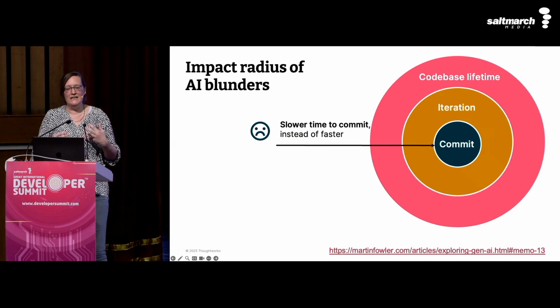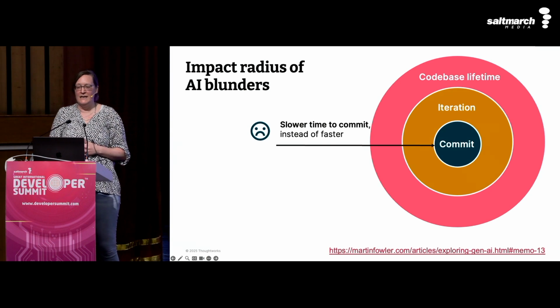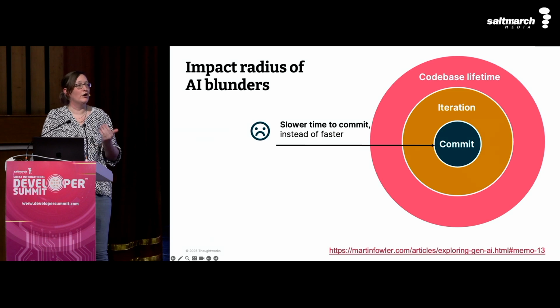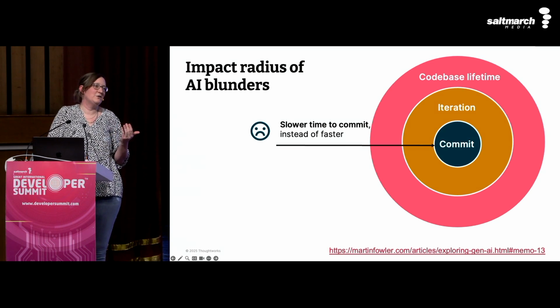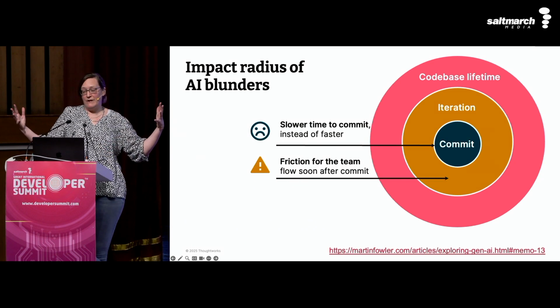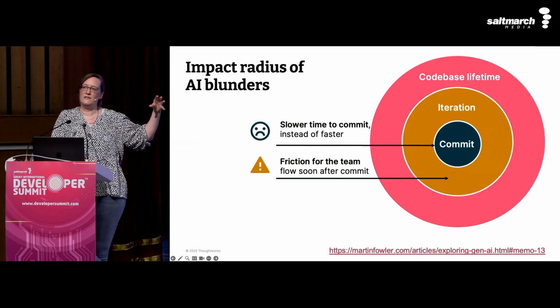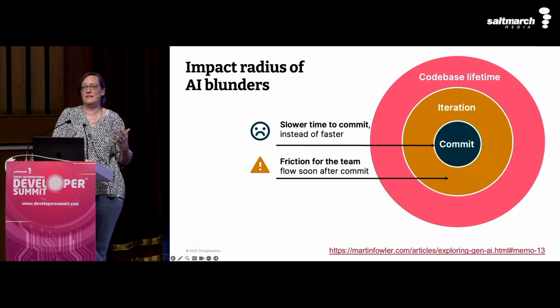One is just an impact on my commit that mostly impacts me as an individual, or me and my pair, right? I might just be slower to commit, not faster, because AI is just not giving me code that works, which is actually not that problematic. The bad code just never gets into a commit, hopefully. Then a slightly bigger radius is, what if I push something that creates friction for my team in that iteration and actually impacts other people as well and makes them less effective? For example, in that case of the build process, where I accidentally make the build process less effective.